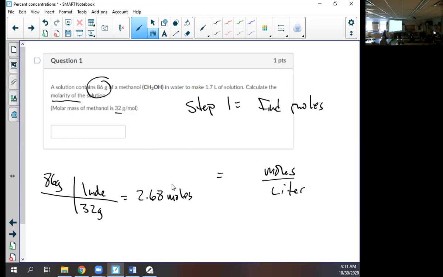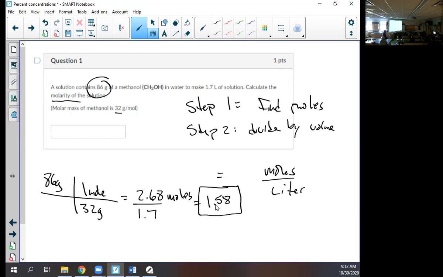All right, now, is this what I wanted as my answer? Just moles? No. Step two: you divide by volume. Thank you, Micah. So I'm going to take that and divide by 1.7. And what do I get? 1.58. That would be your answer.